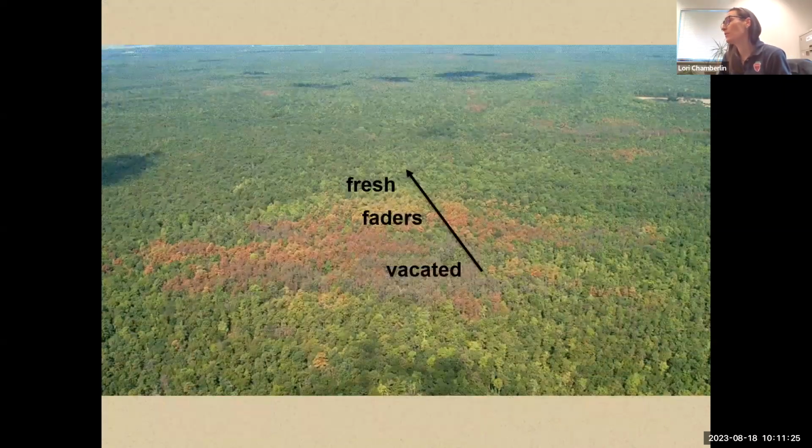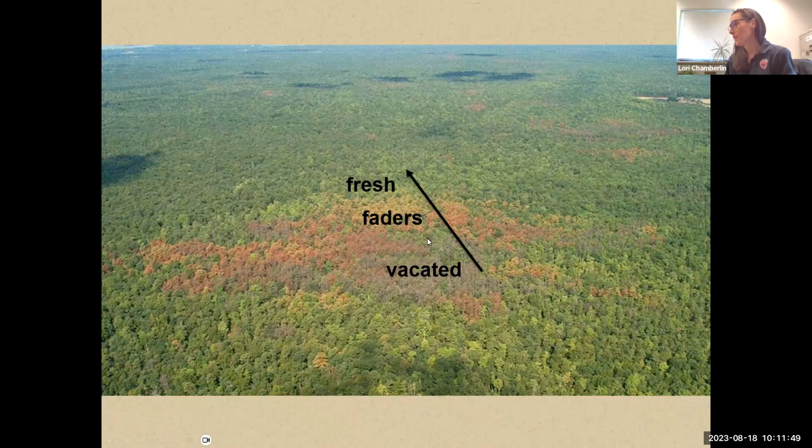And here's what the southern pine beetle spot looks like from above. And I really like this picture because you can clearly see which direction the beetles are moving. You can see the area right here where the spot started. And these are now the vacated trees. These are the trees that were first infested. And then they died, they lost their needles, and the beetles moved on to other trees.